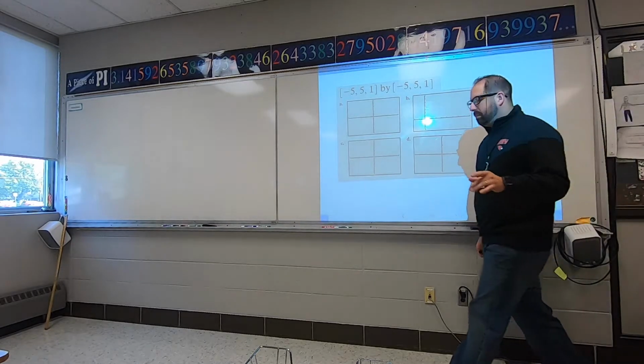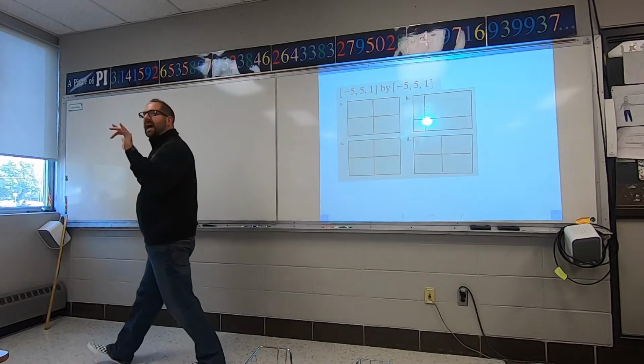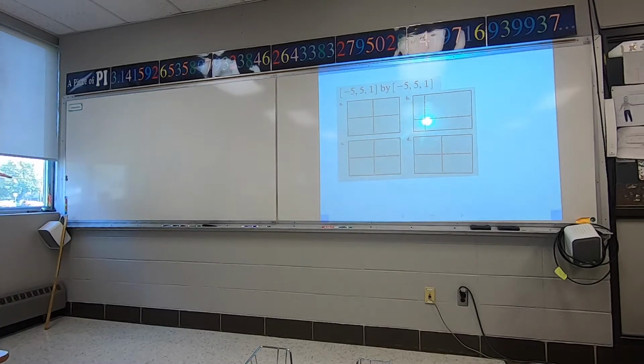Okay, next one. You're trying to pick out which graph represents that new viewing window. Same thing: view windows are the x's and then the y's are the second one. Figure out which graph represents it. A, B, C, or D. Write down your letter, lock in your vote.